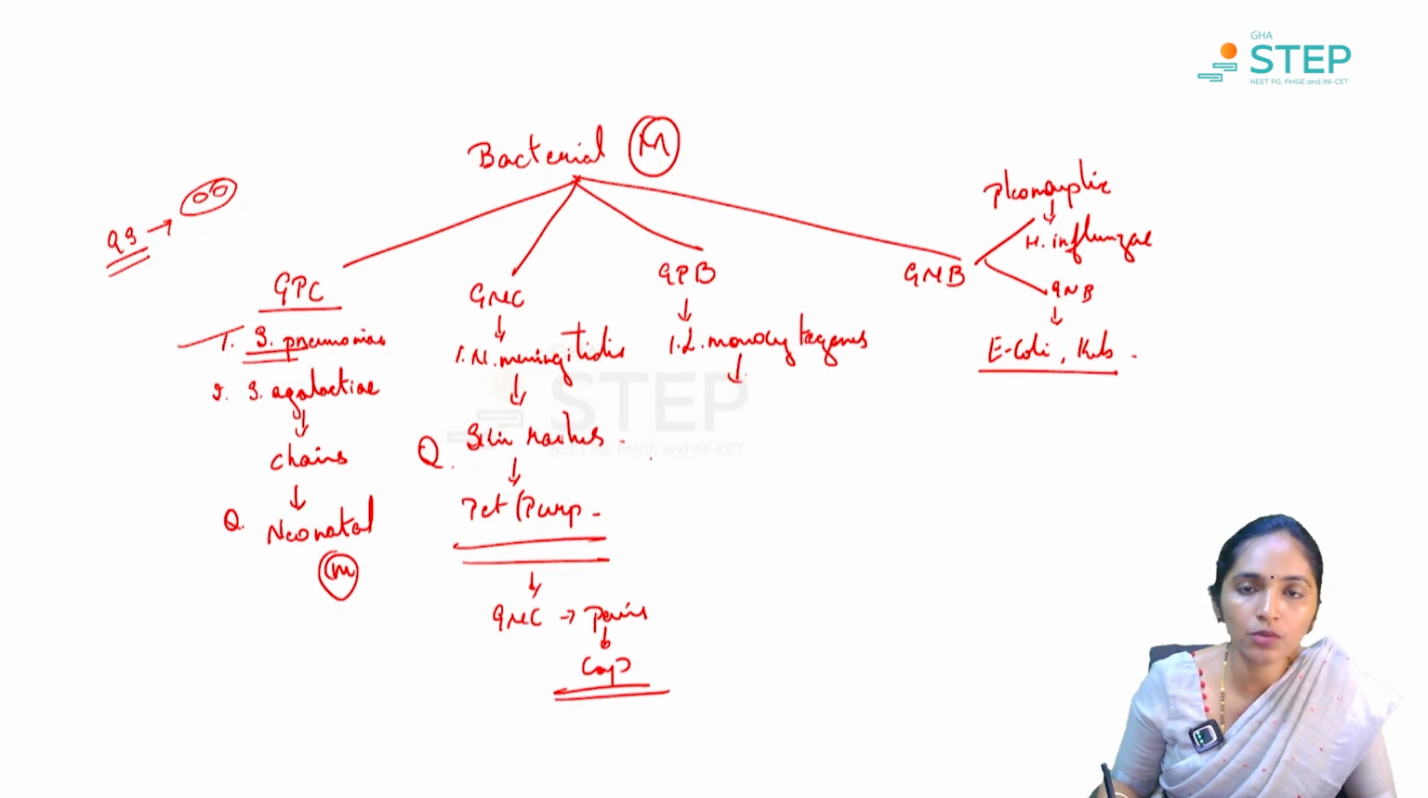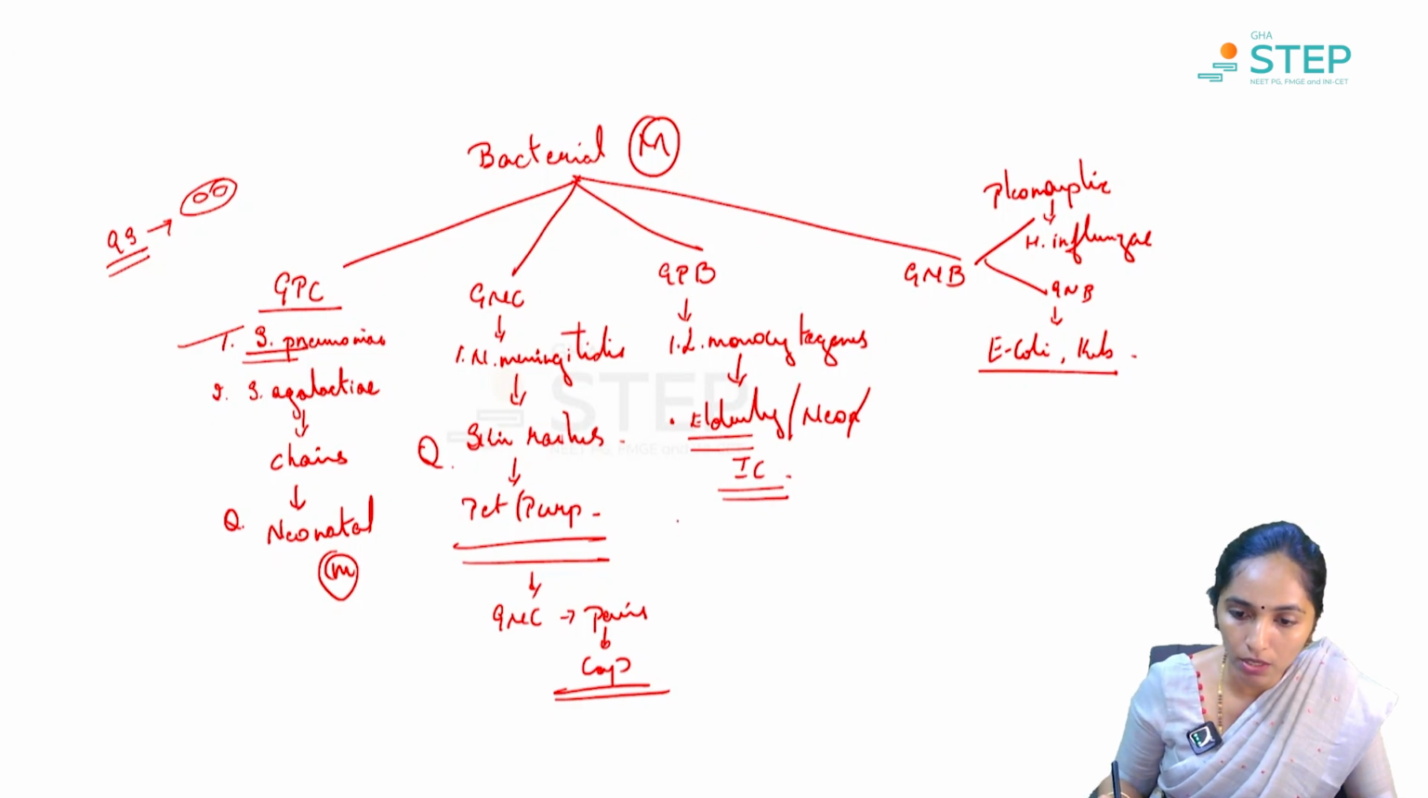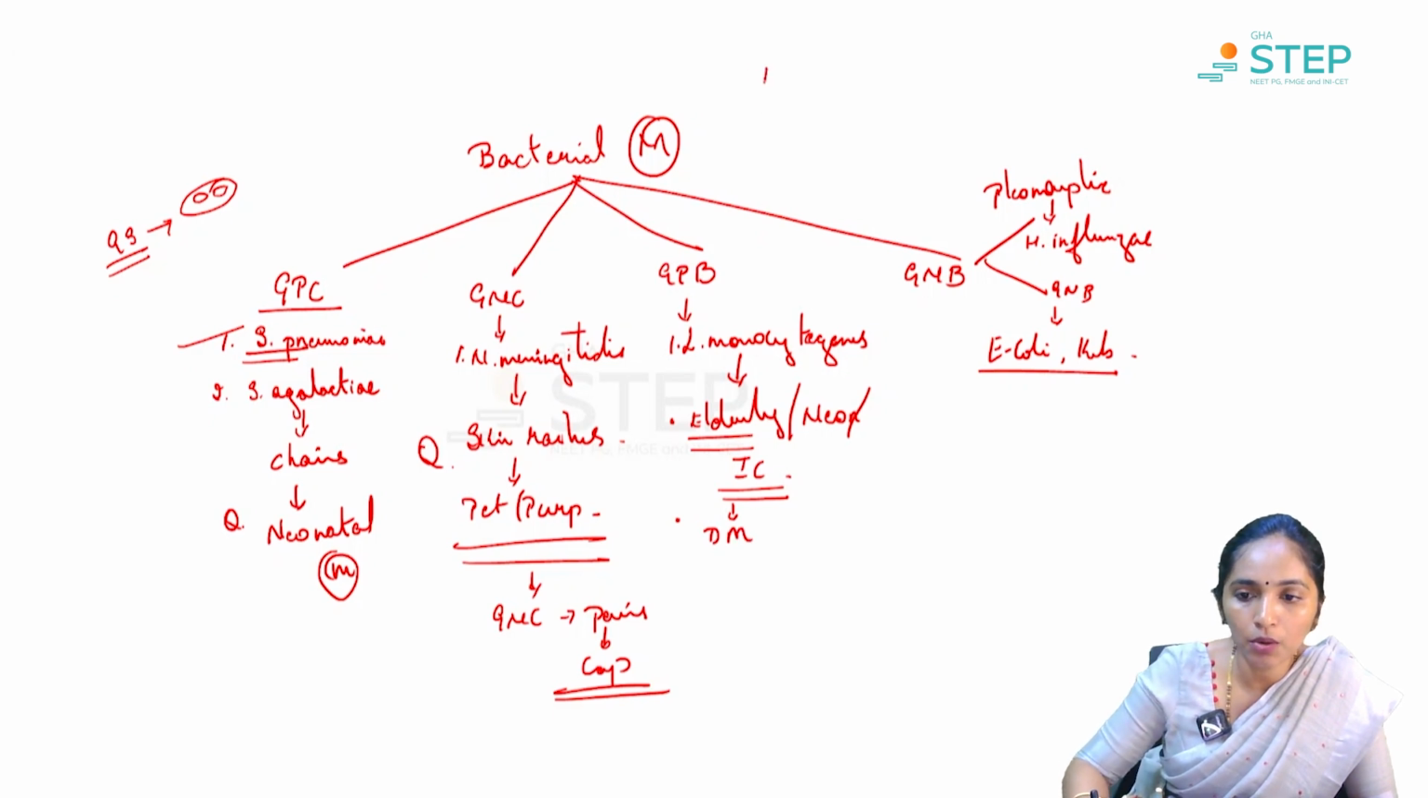Then Listeria monocytogenes. Here there will usually be a history of meningitis in an elderly patient, or it can also cause meningitis in neonates like Streptococcus agalactiae, or in immunocompromised patients. Listeria is the commonest agent in all these, and it mainly presents with what is called differential motility. What does this differential motility mean?